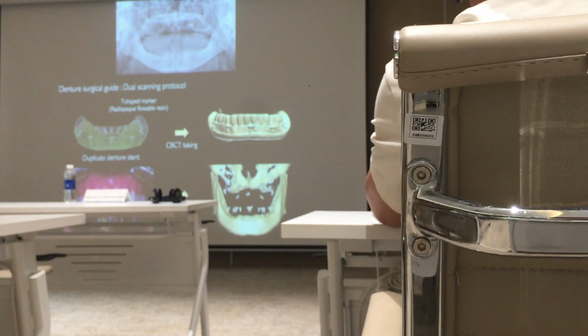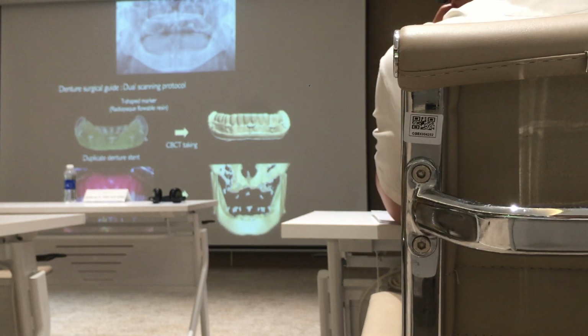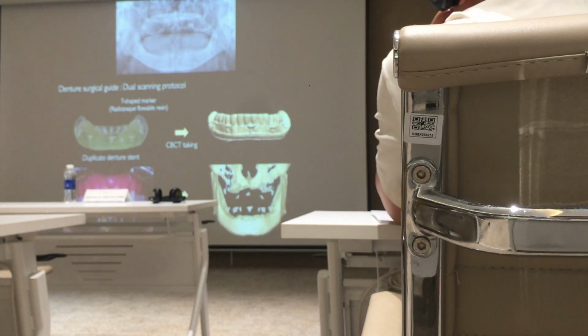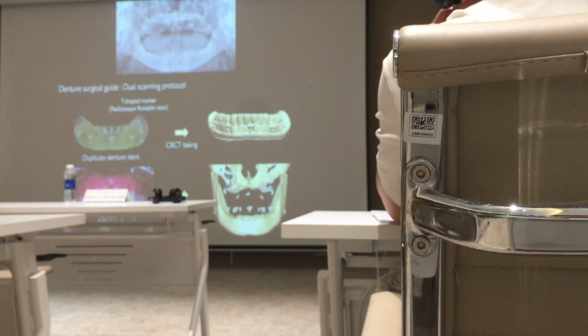So I duplicated the existing denture, the one that I made recently. And then I put another T marker into the duplicating denture. And because the patient was edentulous, as I said, we do the double scan. The first scan is the scan of the radiographic guide only, so we do have this data with a T marker.